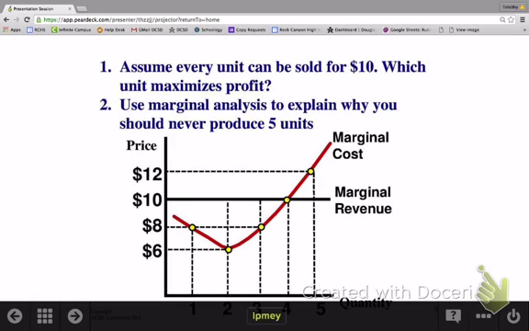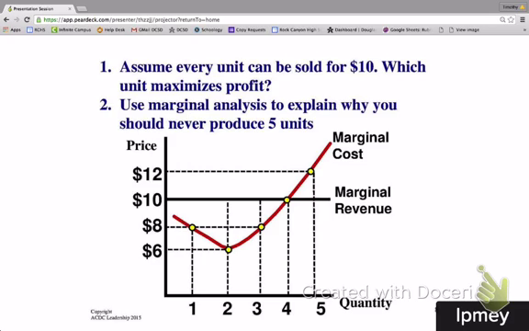Now, here's another graph where we can look at it. Assume that every unit can be sold for $10. Which unit maximizes profit? Okay. And you should see there, it's the fourth unit, because at a quantity of 4, that's where marginal cost is equal to marginal revenue.